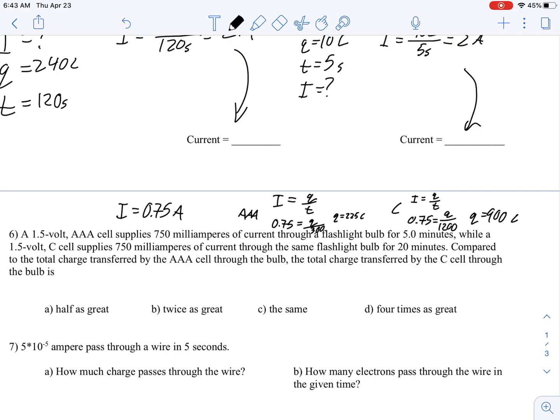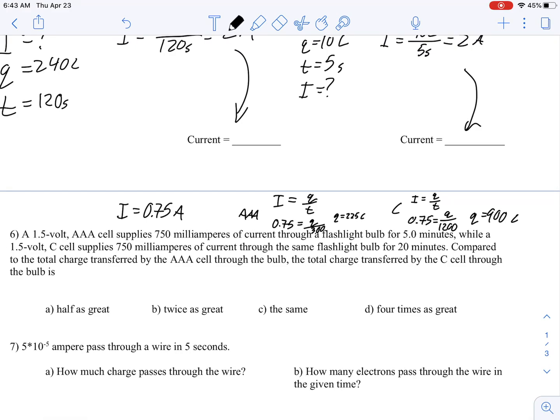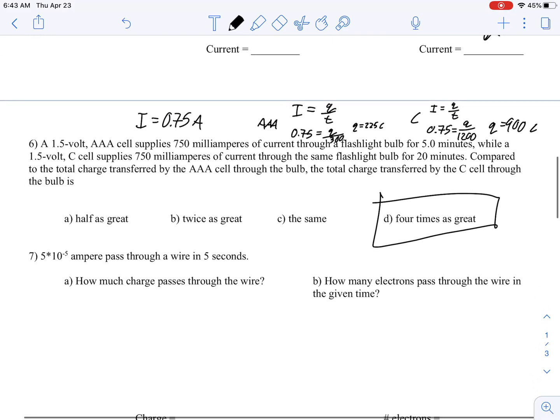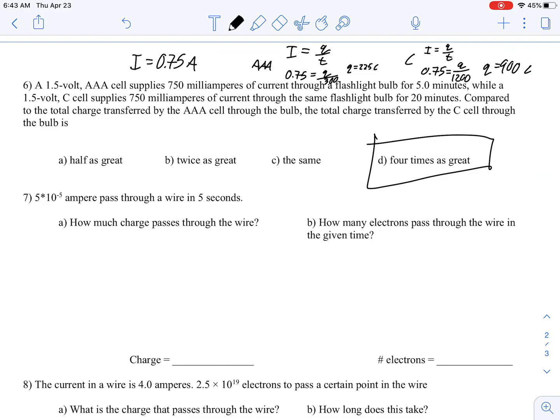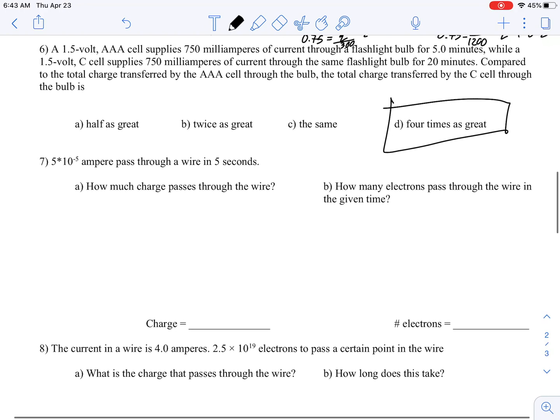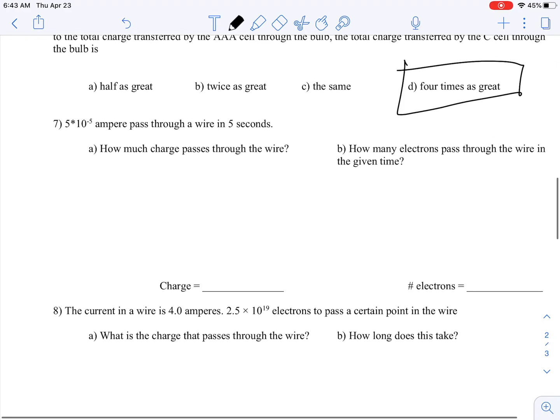So how much more charge does the C have? Well, let's see, how many times does 225 go into 900? If you divide the two, you get 4. 900 divided by 225 is 4. So it's 4 times as great. There are other ways to do that one using more symbolic math, but that's the longer, more proper way to do it.